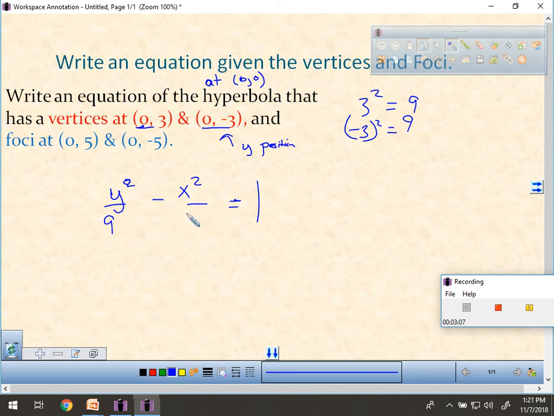But here's the question. The question is, what goes up underneath the x? Because you've got to be careful. With a hyperbola, there are no covertices. You remember covertices with ellipse? There are no covertices with your hyperbola.